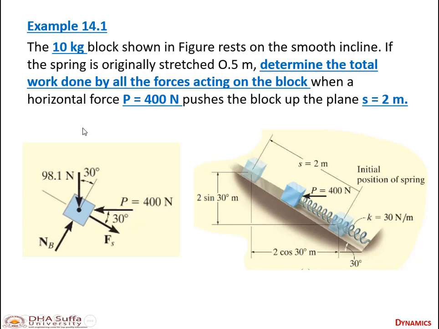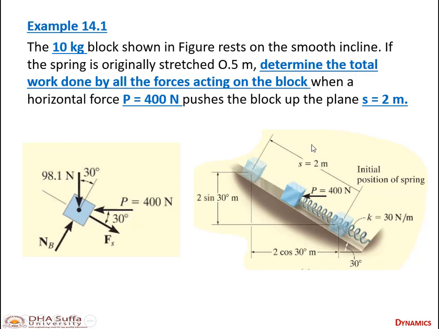Now let's see an example from the book to understand the concept we have covered so far. This is a very good example to apply all the relations and concepts we have covered so far, except that the force acting on the particle is constant. Now let's see how the problem goes. A 10 kg block shown in the figure rests on the smooth inclined surface. If the spring is originally stretched 0.5 meters, determine the total work done by all the forces acting on the block when a horizontal force P equals 400 Newton pushes the block up the plane 2 meters.